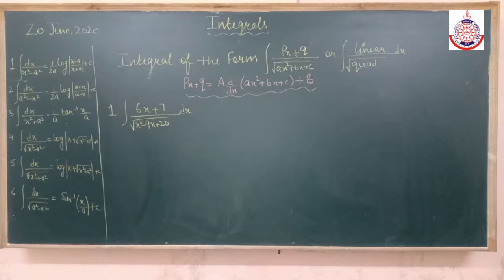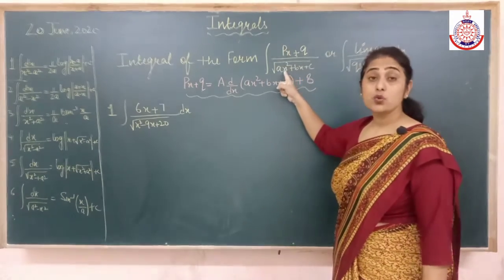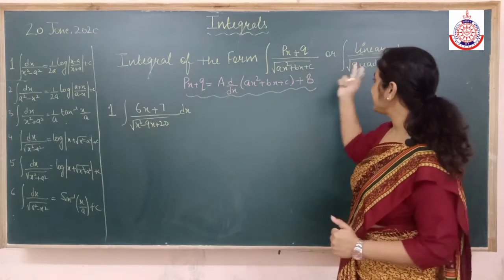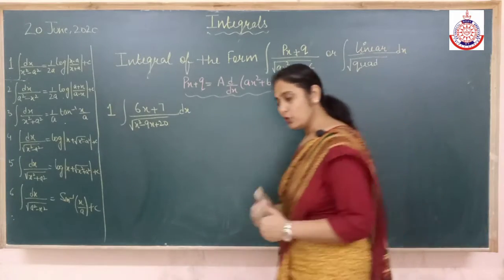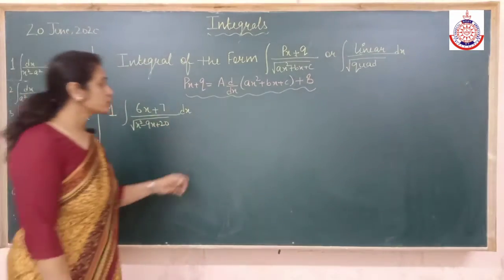Let's check the next form in this. And you can correlate it with the form earlier done. The integral of the form linear upon quadratic in under root. Earlier we did linear upon quadratic without under root. This is linear upon quadratic. Rule remains same. We have to proceed in the same way as we did earlier. What we used to write?